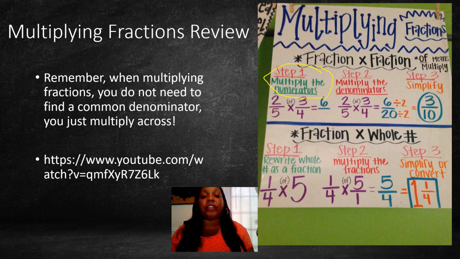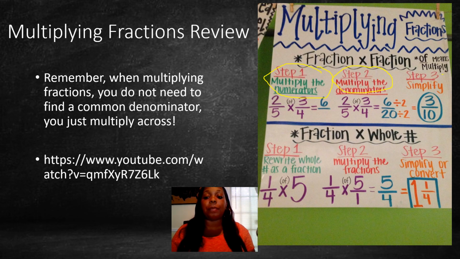So working with 2/5 times 3/4, 2 times 3, which are our numerators, is 6. Our second step would be multiply the denominators. Our denominators would be 5 and 4, and 5 times 4 equals 20. So our answer is going to be 6/20.